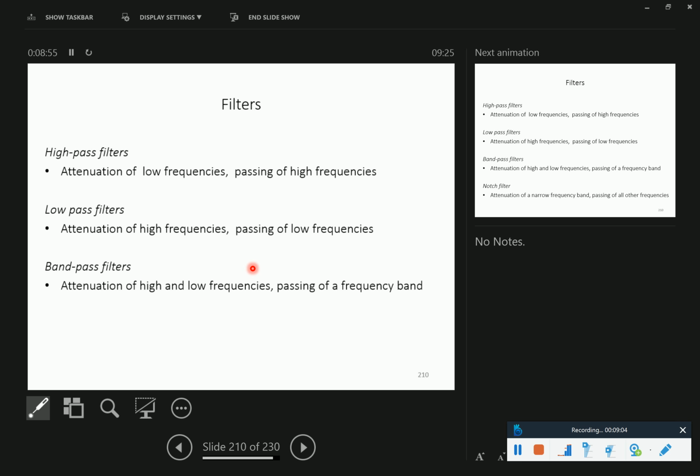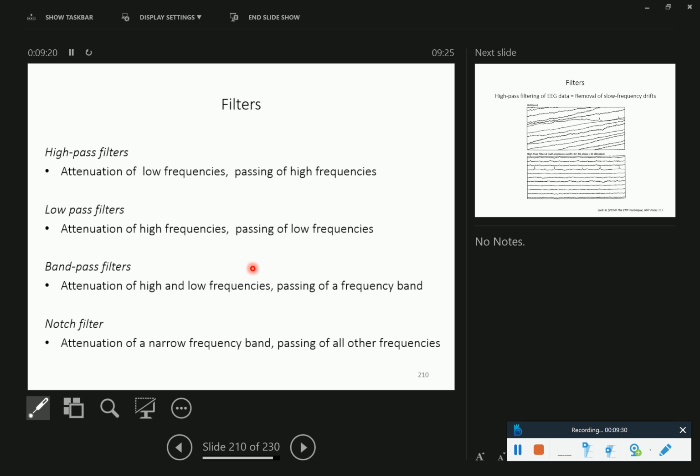But you can, of course, do more. You can do bandpass filtering, where you attenuate both high and low frequencies and let a specific frequency band pass. So for example, you have a bandpass filter that attenuates everything below 20 Hertz and attenuates everything above 40 Hertz, and then the band that is left through is from 20 to 40 Hertz. It's something you can do. And you can also do the reverse, which is called notch filtering, where you only attenuate a narrow frequency band, but let everything else pass.